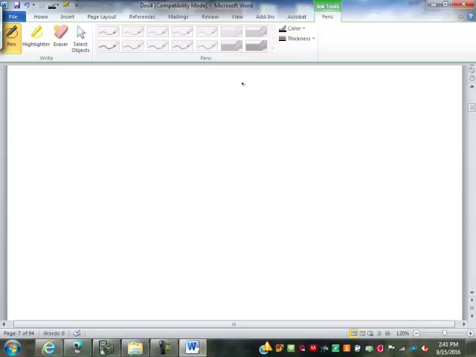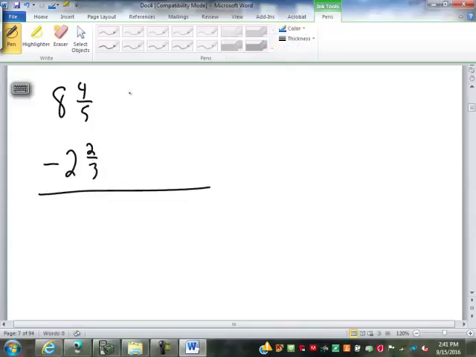For subtraction, we're not going to mess around with simple fractions. We'll start right out with mixed numbers. So something like 8 and 4/5 minus 2 and 2/3. Common denominator will be 15. What's going to go up here? 12. There we go. 5 times 3, so 4 times 3. What's going to go here? That one will be 10. 3 times 5, so 2 times 5.